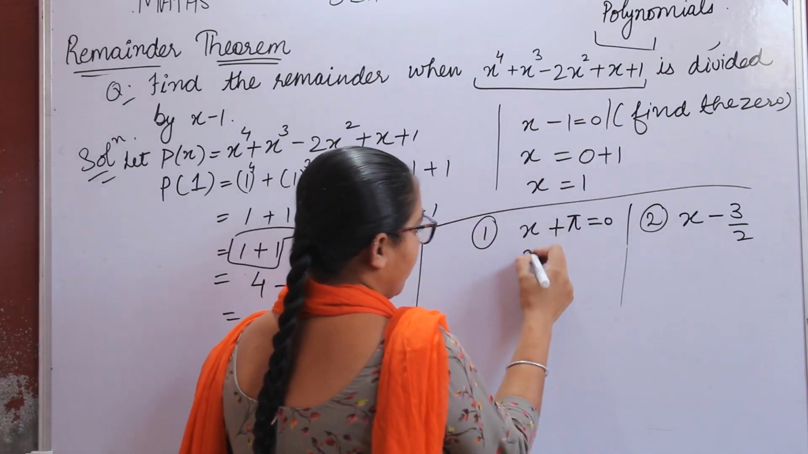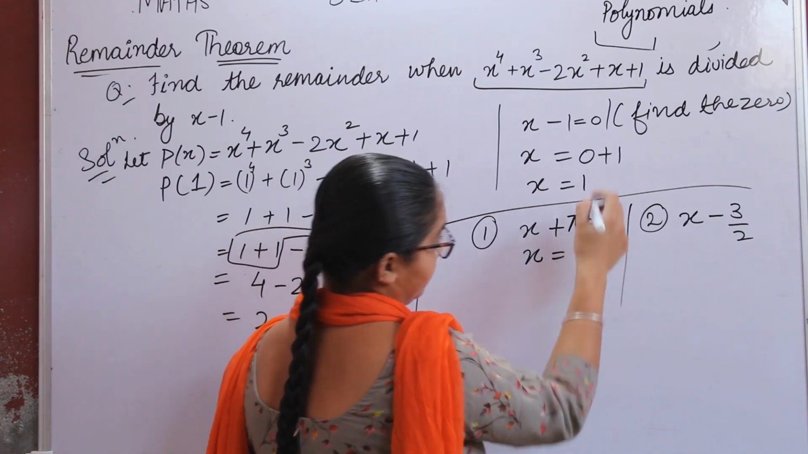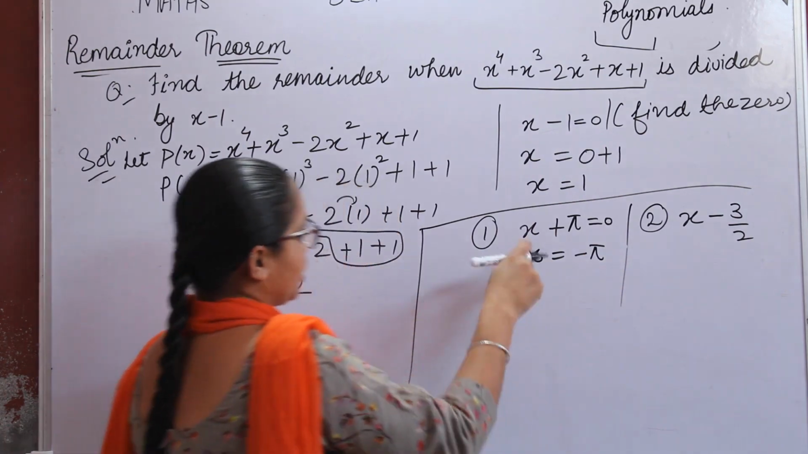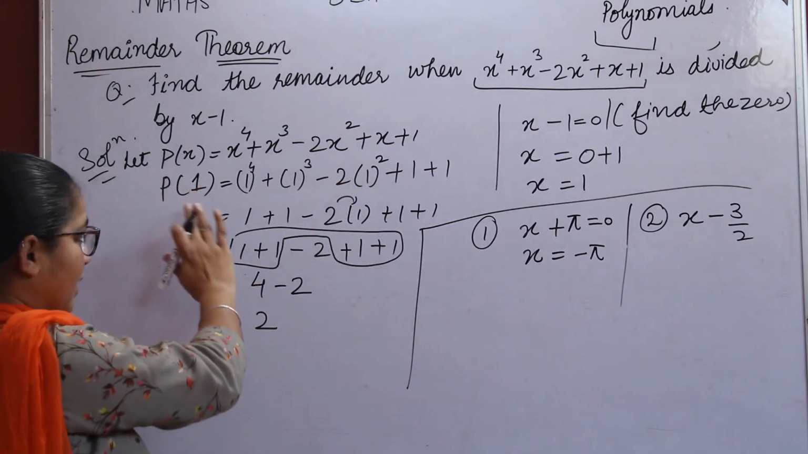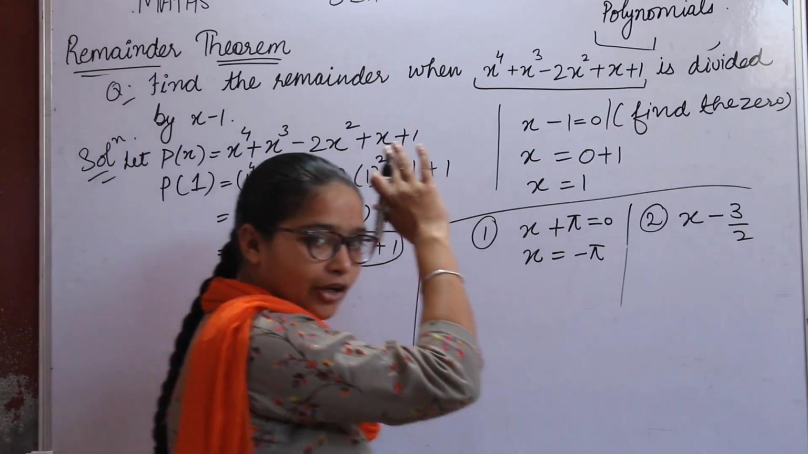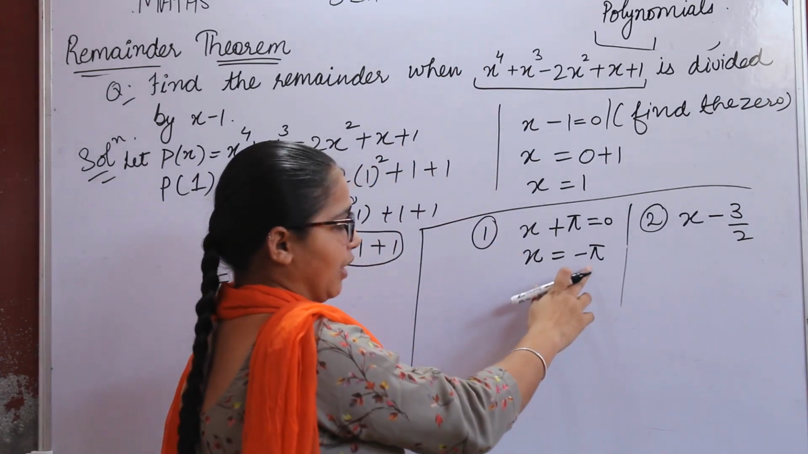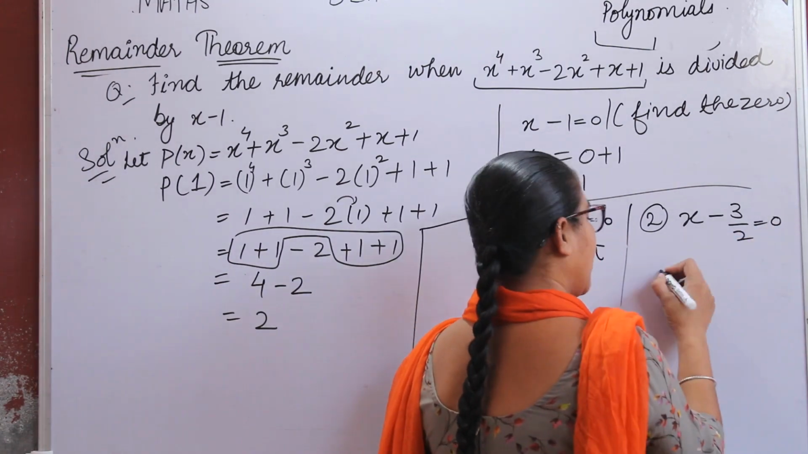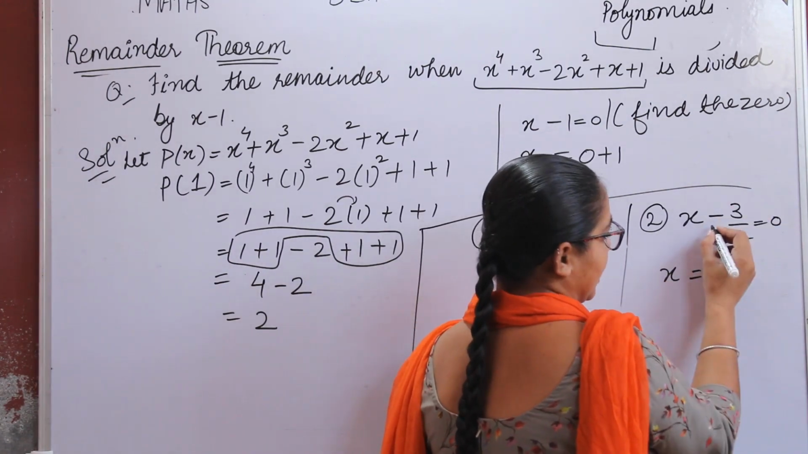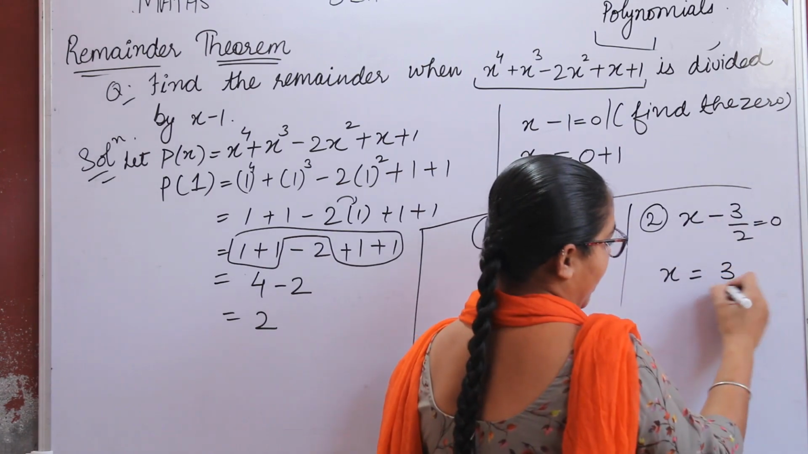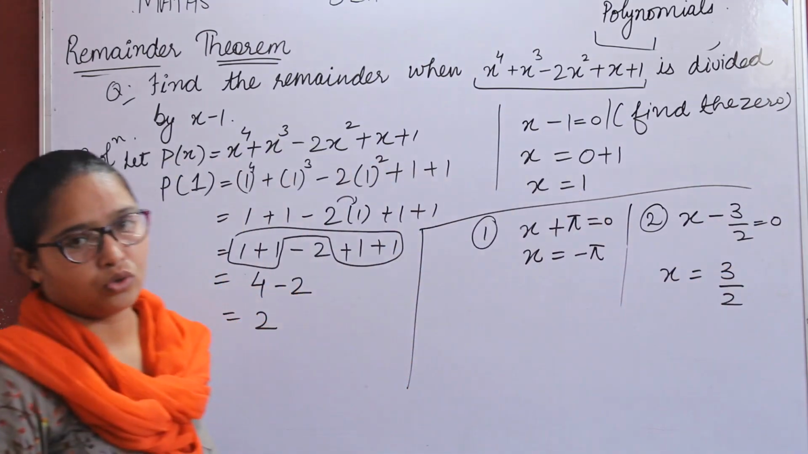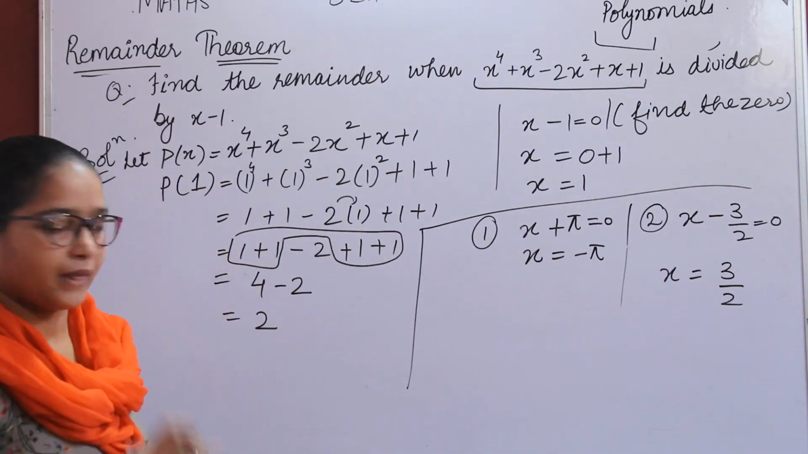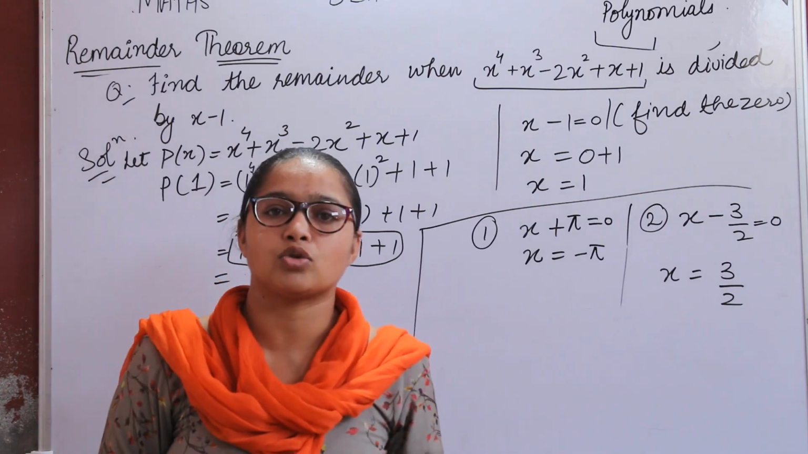Okay, so now you have to find the zero, so it would be x equals minus pi. On the place of x, where we filled the value 1, there in that polynomial in the question you have to fill the value minus pi. When you equate to 0, it would be x equals, this side it is minus, then we get plus 3/2. So there you have to fill the value of x as 3/2. Okay, got it? So now you can do your exercise 2.3 easily.